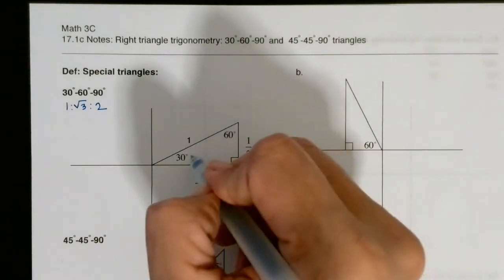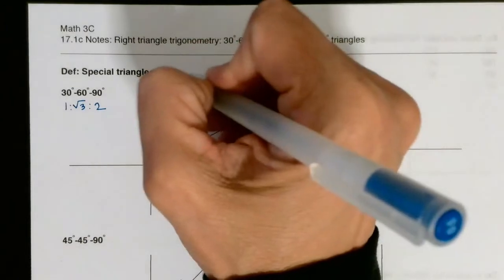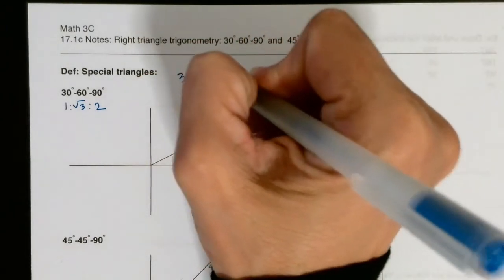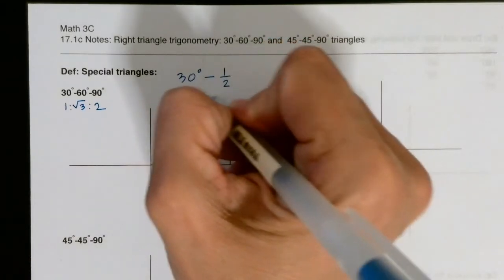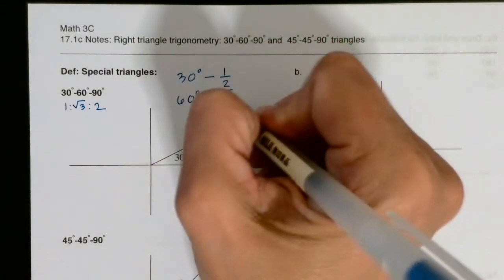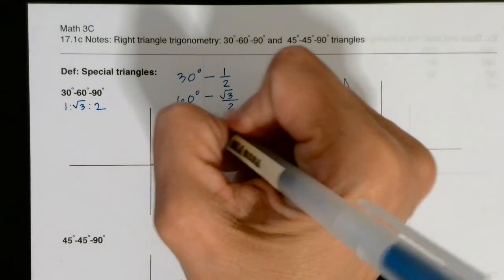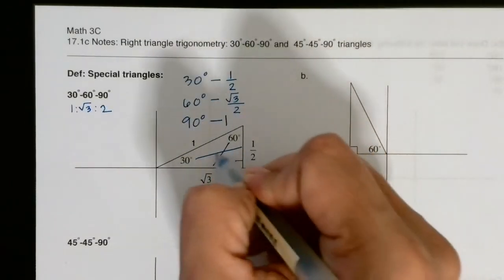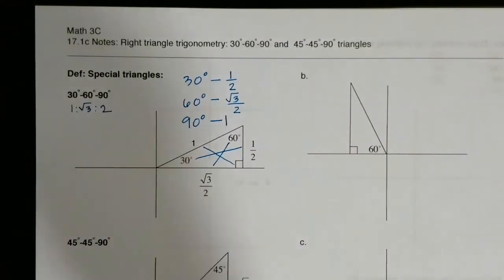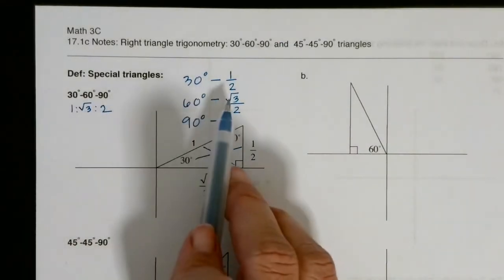So opposite 30 degrees will always be 1/2. Opposite 60 degrees will always be root 3 over 2. And opposite our 90-degree angle is this nice clean 1. Do you guys see that? So how do we go from these to these right here?